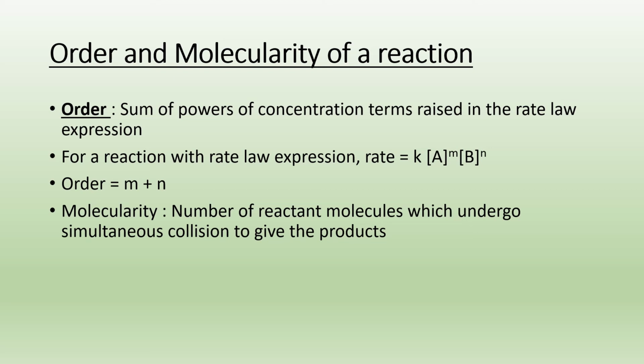Order is an experimentally determined quantity, while molecularity is the number of reactant molecules which undergo simultaneous collision to give the products. Simultaneous collision means how many reactants are colliding at a time to give the products, and that number of reactants is called the molecularity of the reaction. So that is the difference between order and molecularity.